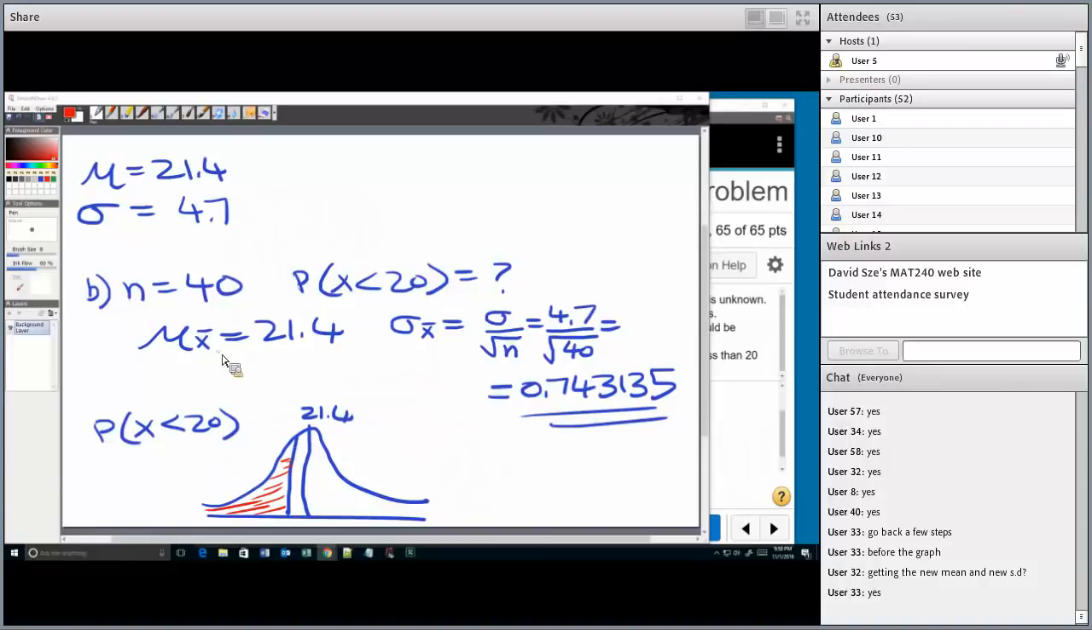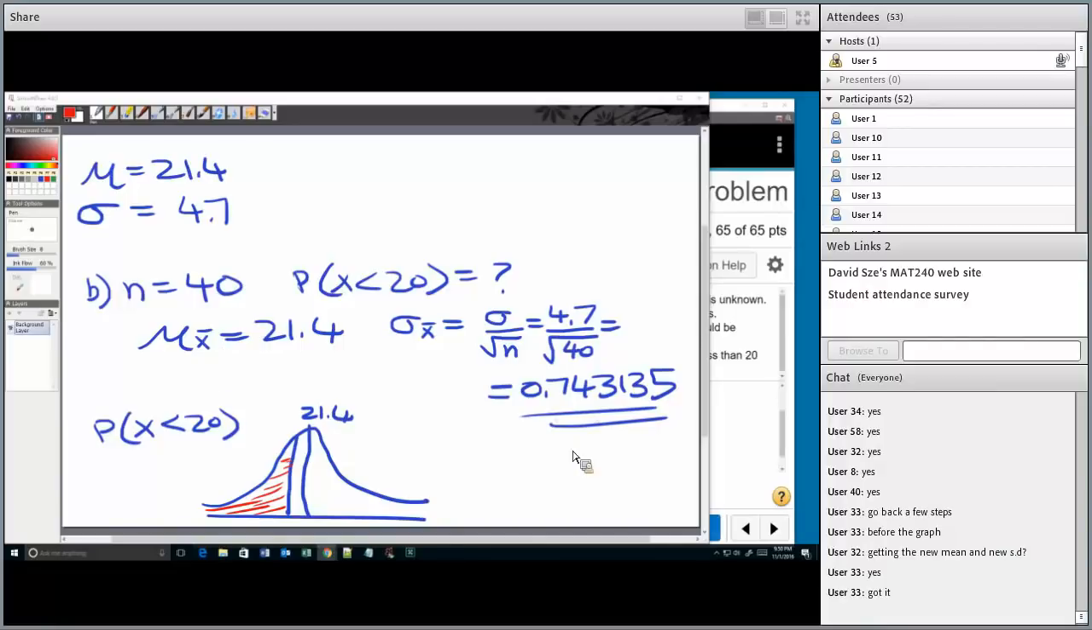Because this is something, as I mentioned, you have to memorize. Unless this is memorized, there's no way to get the answers here. So in part B you have to find a new mean. The new mean is always equal to the original mean, so that's 21.4. Then the new standard deviation is always equal to this formula here, and then you just plug in the values, 4.7 divided by square root of 40, and you get the new standard deviation.